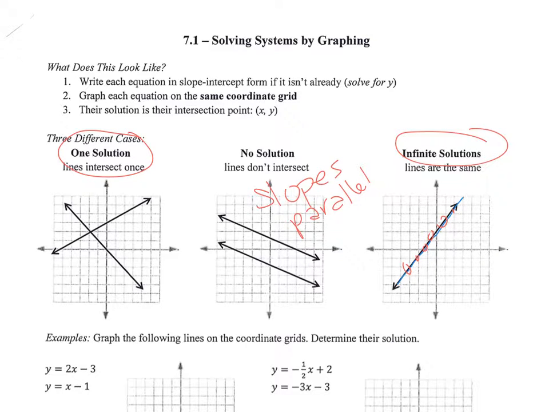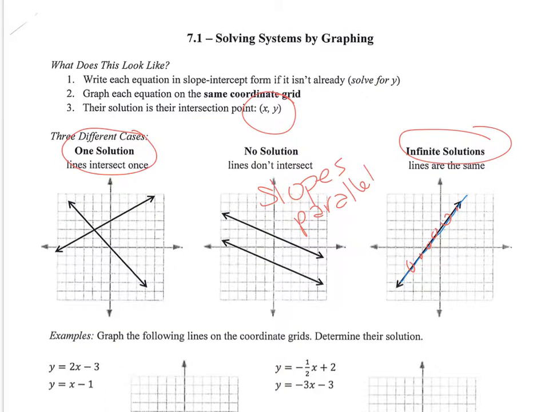So in a system of equations for linear functions, what you're going to do is graph the lines. They can be in slope-intercept form, standard form, or point-slope form, but you want to graph the lines. Then on the same coordinate grid, you graph each line, and their solution is an ordered pair (x, y). And here are the three different cases that we went over.